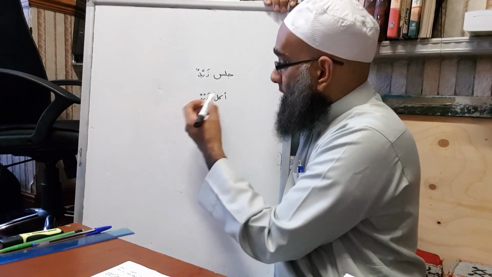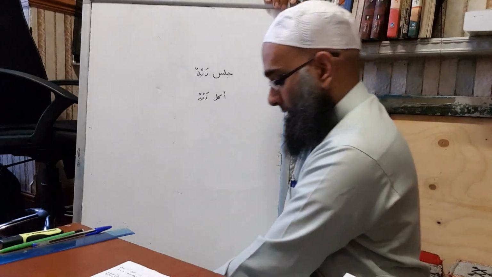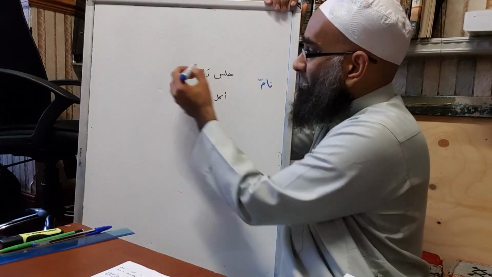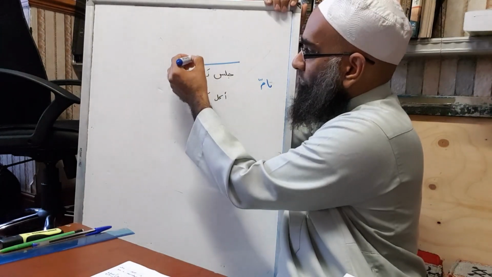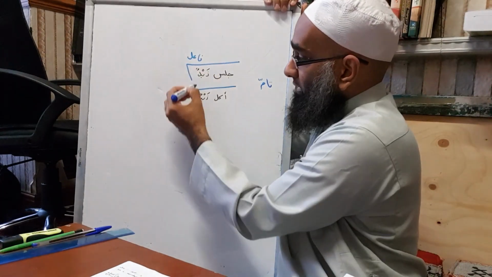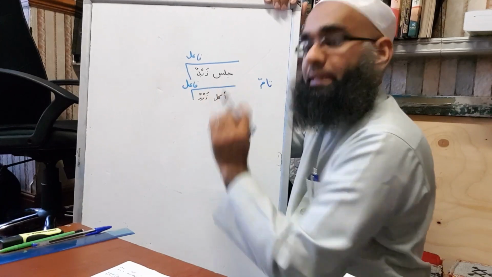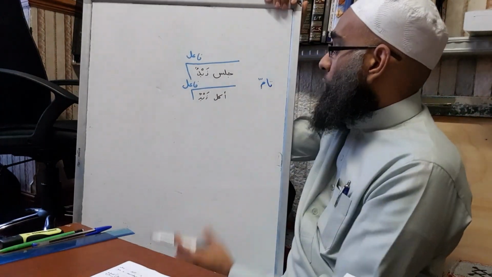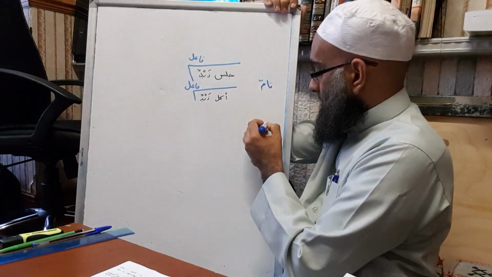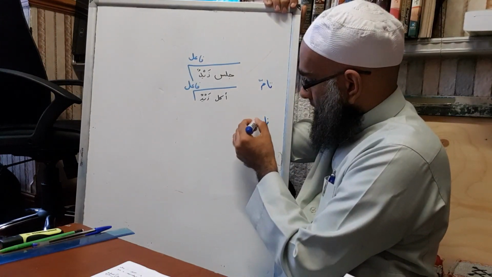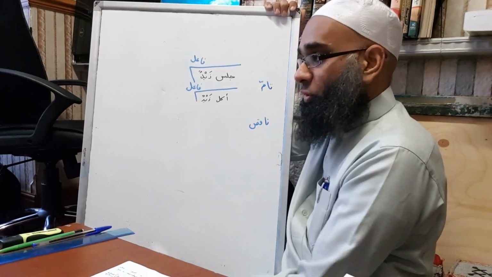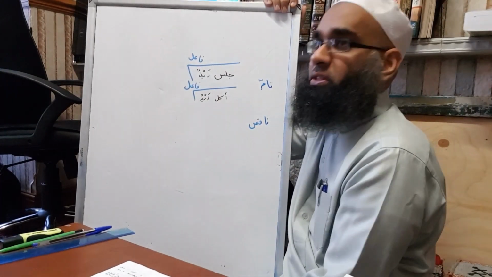Correct? So it is. So such a verb is called fa'lun tam. What does that mean? It becomes complete just on the fa'il. The one marfu' makes it complete. Following me? Then you have another set of verbs which you call fa'lun naqis. Now, naqis means incomplete. Why is it incomplete? Because just by having the marfu' after it is not sufficient.